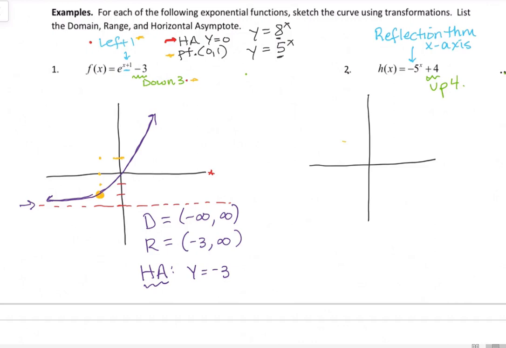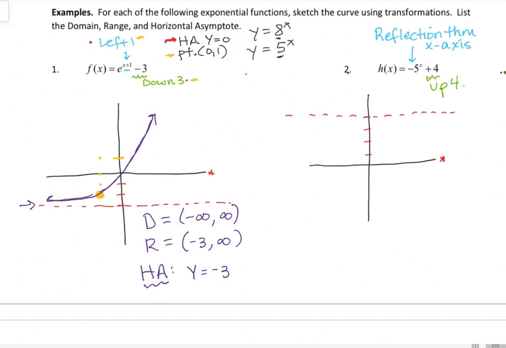So let's get our horizontal asymptote drawn. So the horizontal asymptote starts at 0 in the basic shape. And horizontal asymptotes are not going to be affected at all by reflections. So the reflection doesn't do anything. But I will have to move my horizontal asymptote up 4 units and draw in that invisible line.